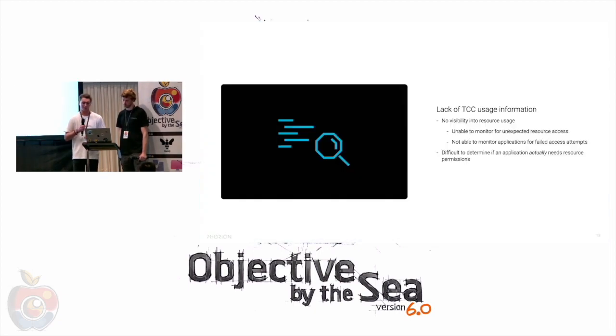Problem number 3 is a lack of TCC usage information. Now, there are two sides to this. The first being, some of us just want to know what our applications are actually using. We might want to do some cleanup and say, does my application actually need this TCC permission? And if so, can I just remove it? We don't really have that information. On the other side of that, we probably want to know if applications are using TCC resources when we wouldn't expect them to be. So is this application using my microphone when I'm not expecting it? Is it attempting to access my Downloads folder at 1 in the morning every single night? These are things we probably want some kind of insight into, and with TCC as it currently stands, we don't have that visibility.